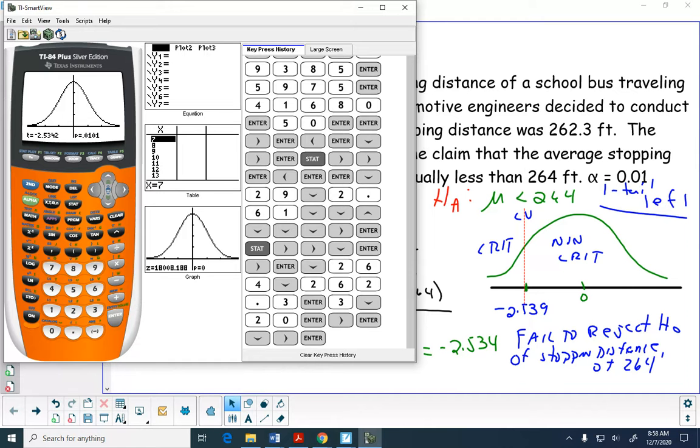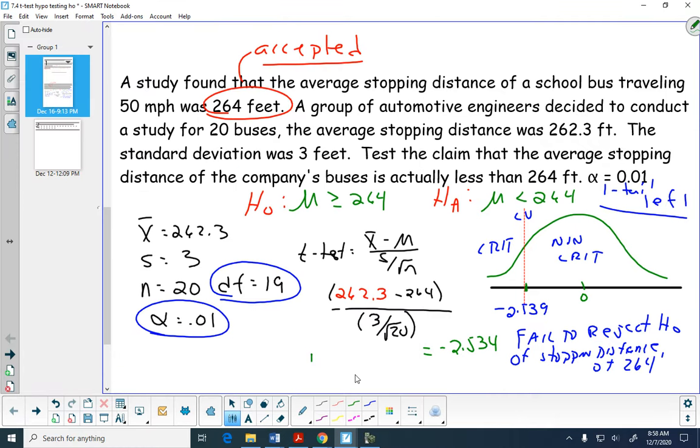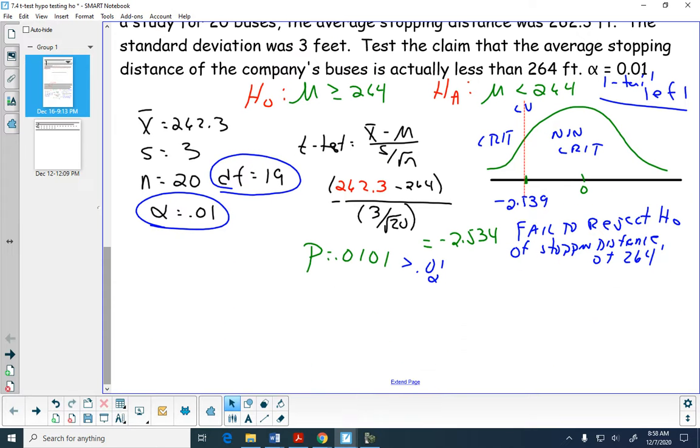And you see the peak is a little bit higher now. We have our t value, our test value, negative 2.534, which we calculated. And our p value comes down to 0.0101, which is greater than our alpha value of 0.01, which once again would lead us to failing to reject the null hypothesis.